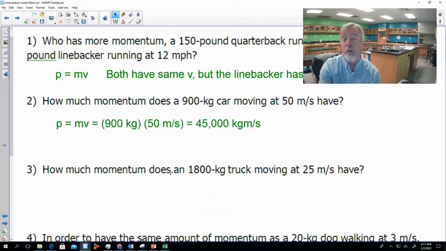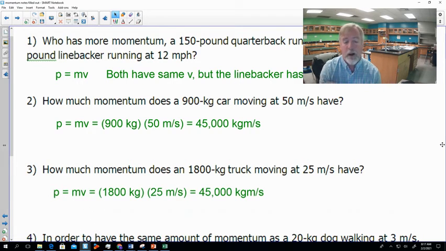Question 3, very similar to question 2. We just have to multiply our numbers together. 1,800 kilograms times 25 meters per second gives you 45,000 kilogram meters per second. What I do want you to see between question 2 and 3, it's probably obvious, but I really want to make sure you see it. Take a moment to think about it. What did we do here? We had a 900 kilogram car in question 2. We have an 1,800 kilogram truck. So the truck is twice as heavy. We doubled our mass between problems 2 and 3.